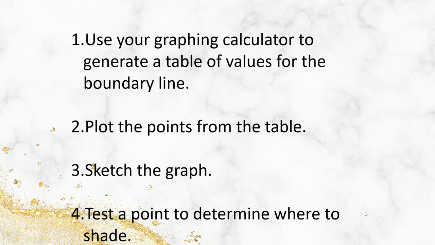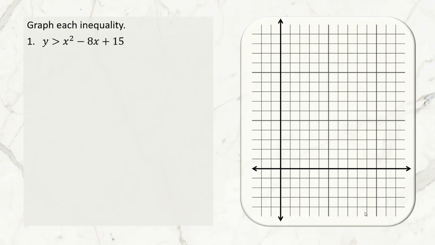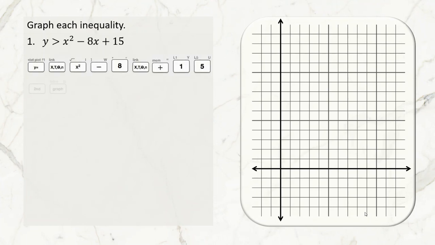Okay, once we have those points plotted, we can sketch the graph, and then we'll test the point just like we have been doing in all the other previous sections of this unit. Okay, so the first one we have is y is greater than x squared minus 8x plus 15. Okay, the first thing we want to do is generate that table. Now, the way we generate the table is this, okay?